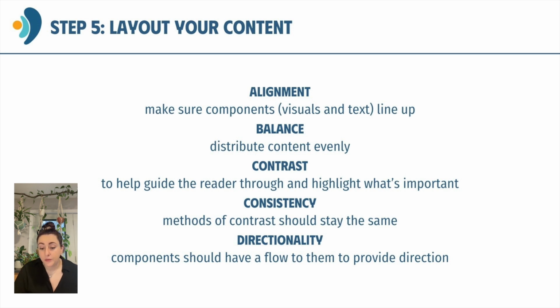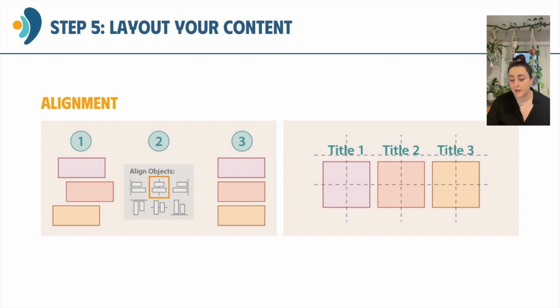So we're going to be walking through these ABCs of graphic design, and we're going to be highlighting things like alignment, which is making sure things line up, balance or distributing content evenly, contrast, which will help guide the reader through and help them understand what's important, consistency, so making sure things like method of contrast stay consistent throughout, and directionality, making sure that your different components, your story has a flow to it that allows people to follow along through it. So we'll start with alignment.